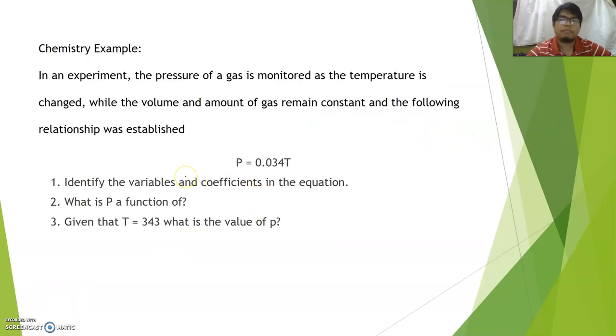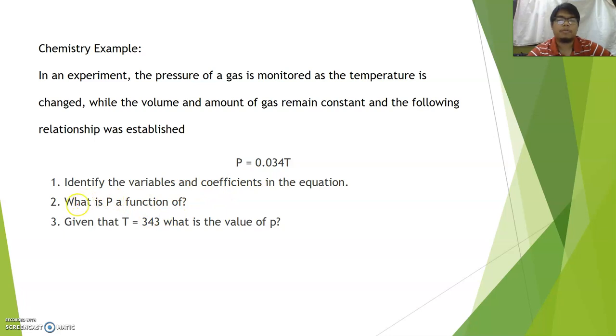So here is one example for us to familiarize with what we learned before. In an experiment, the pressure of a gas is monitored as the temperature is changed, while the volume and amount of gas remain constant, and the following relation was established. P equal to 0.034T. Here we can identify the variable and coefficient in the equation. So our variables are P and T, while our coefficient is 0.034.